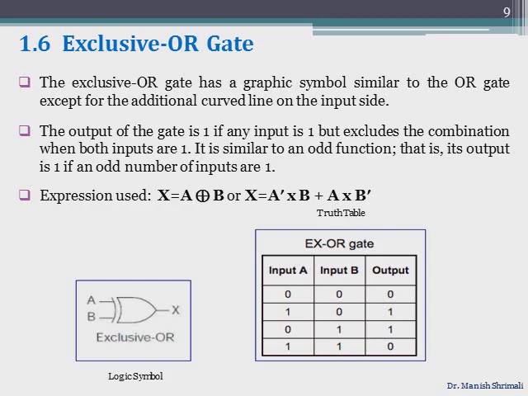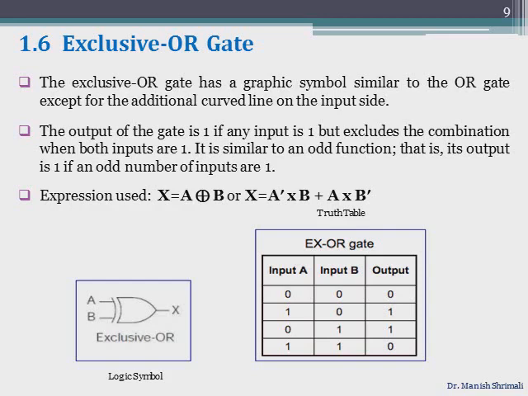Now the output of the gate is 1 if any input is 1. So here you can see that the output of exclusive OR gate is 1 if any of the input is 1, we are getting the output is 1. But it excludes the combination when both inputs are 1. So you can see that when both the inputs are 1 or when both the inputs are 0, the exclusive OR gate is giving us 0.